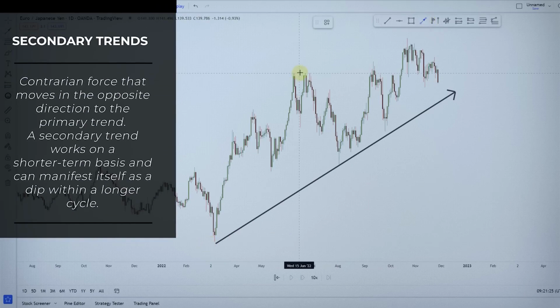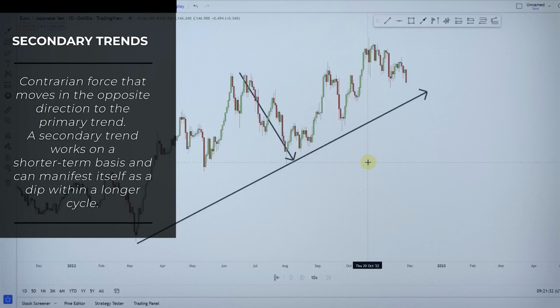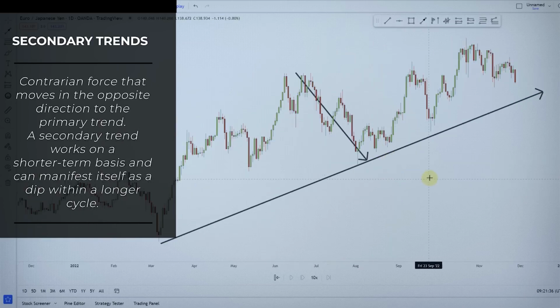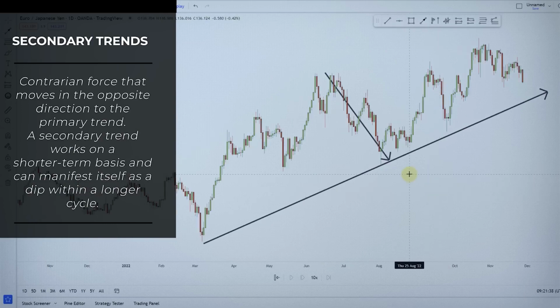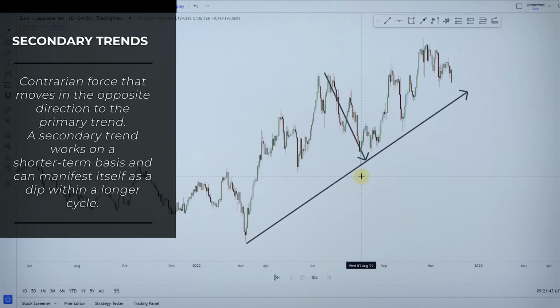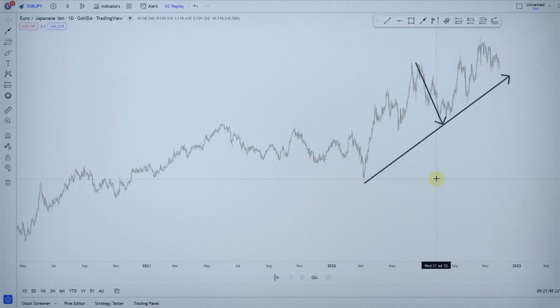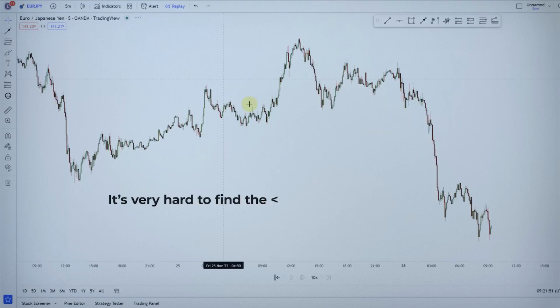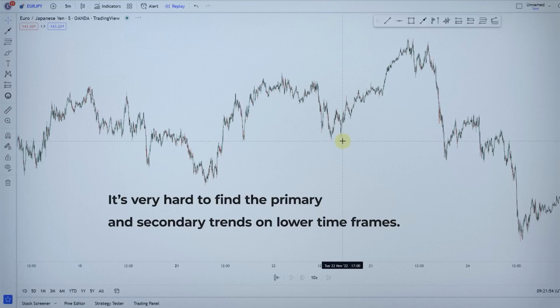Secondary trends will act as a contrarian force that moves in the opposite direction to the primary trend. A secondary trend works on a shorter-term basis and can manifest itself as a dip within a longer bull cycle, or vice versa. These are basically a short-term change in sentiment. You can see now why I advised you to go on higher timeframes. It would be impossible to find the primary and secondary trends on lower timeframes.